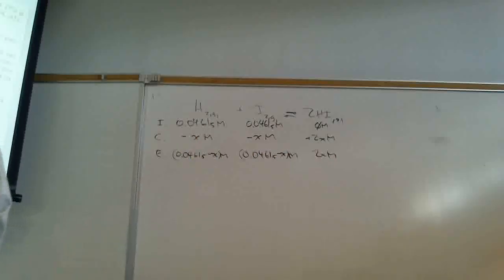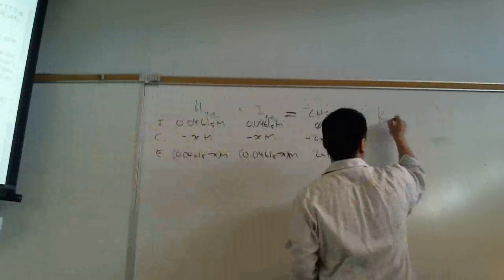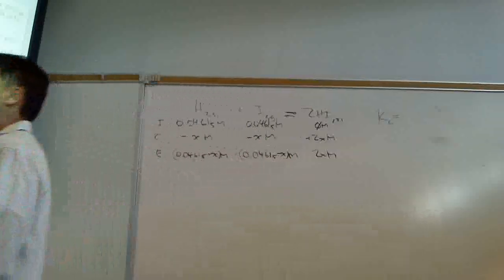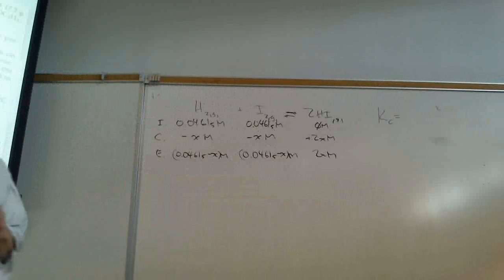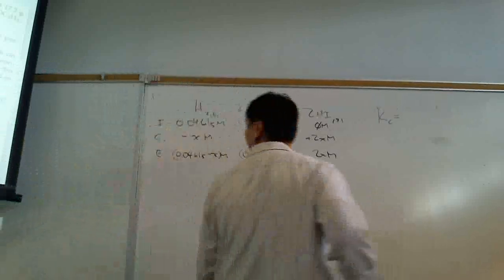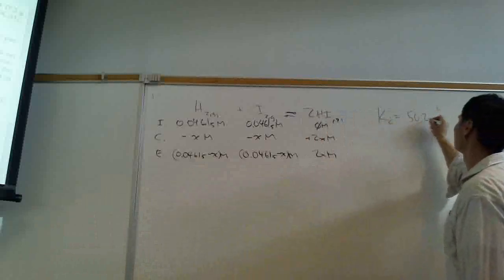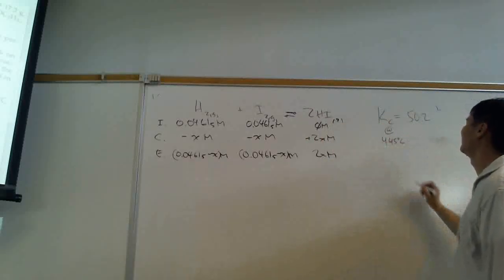Okay, now I have to solve for x. But how can I solve for x? No idea what x is. Yeah, right. We're given the Kc value. This is why we want the Kc value, because the K values are going to tell us the final ratio that this has to be. And the Kc value given here is 50.2. Now Kc changes with temperature, so we usually associate a temperature with these, 445 degrees C.